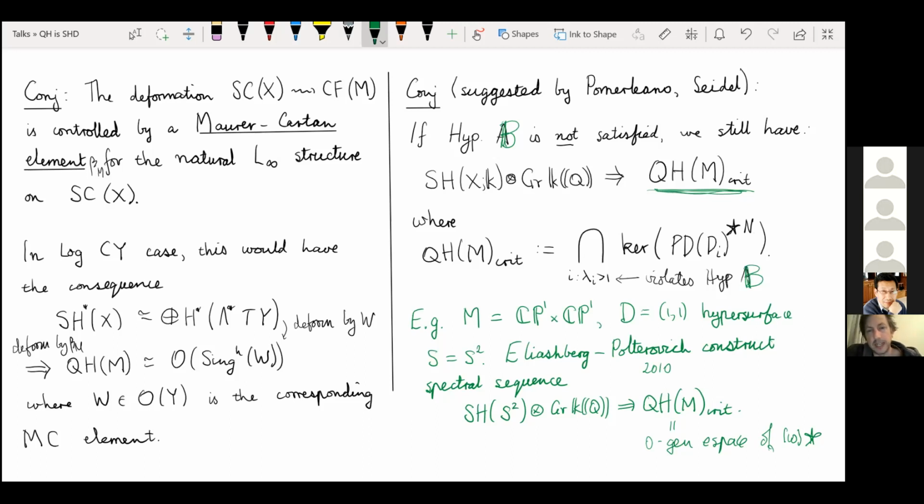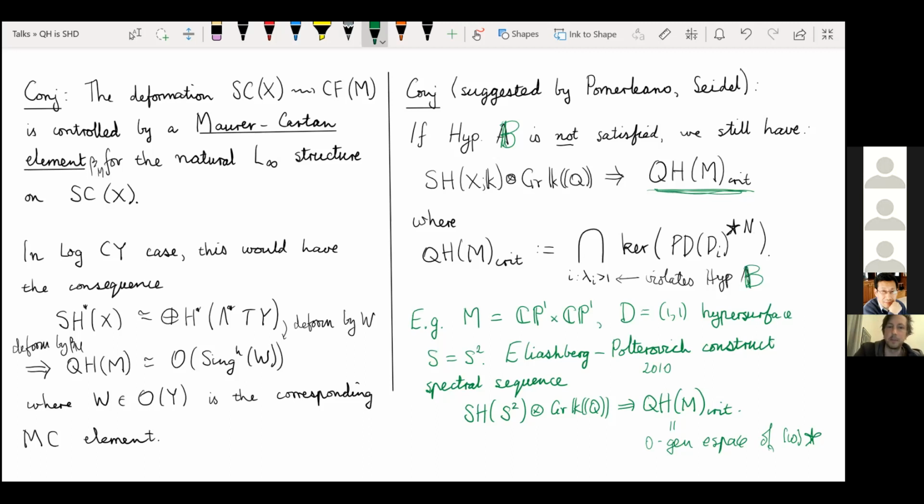So for example, if D is smooth, then this would just be the zero generalized eigenspace of quantum cup product with c1, which plays a well-known role in mirror symmetry.